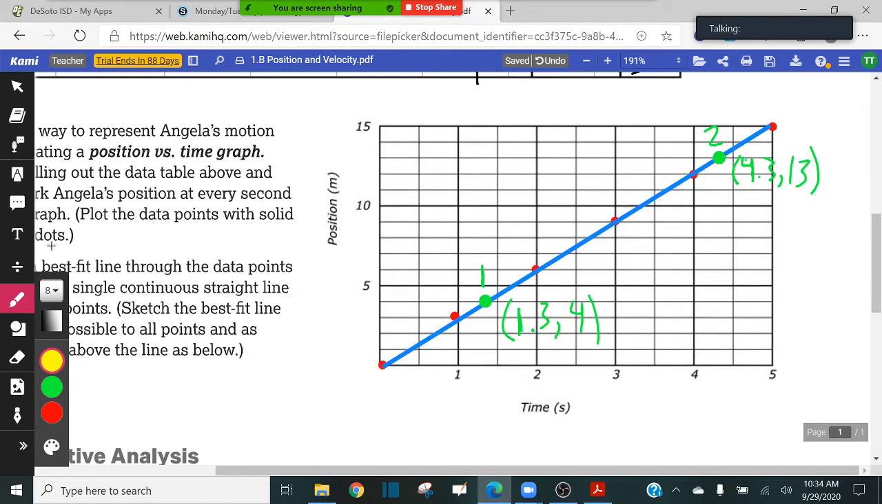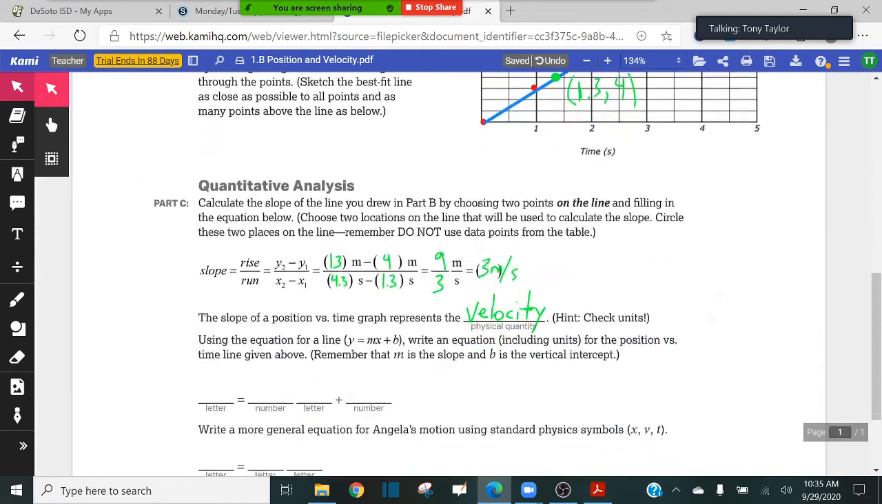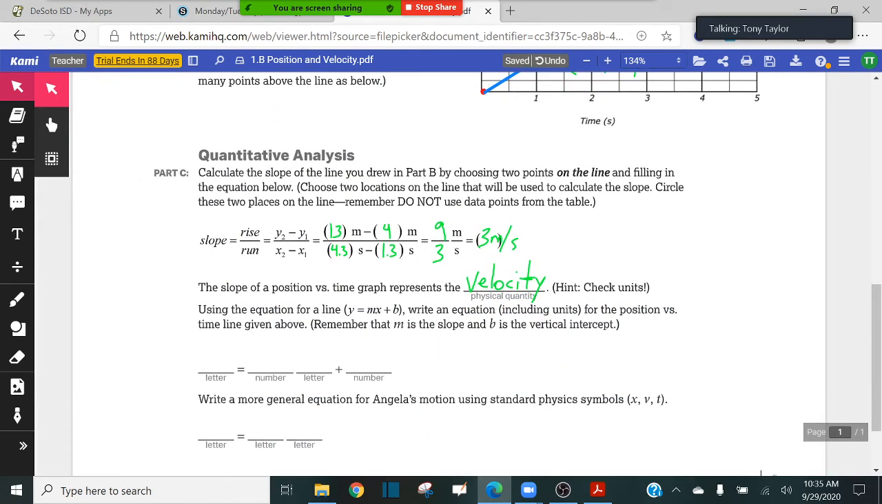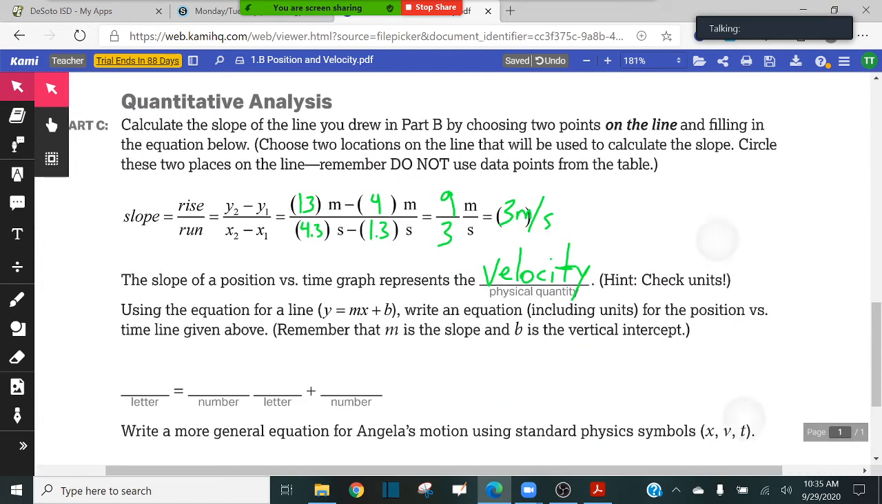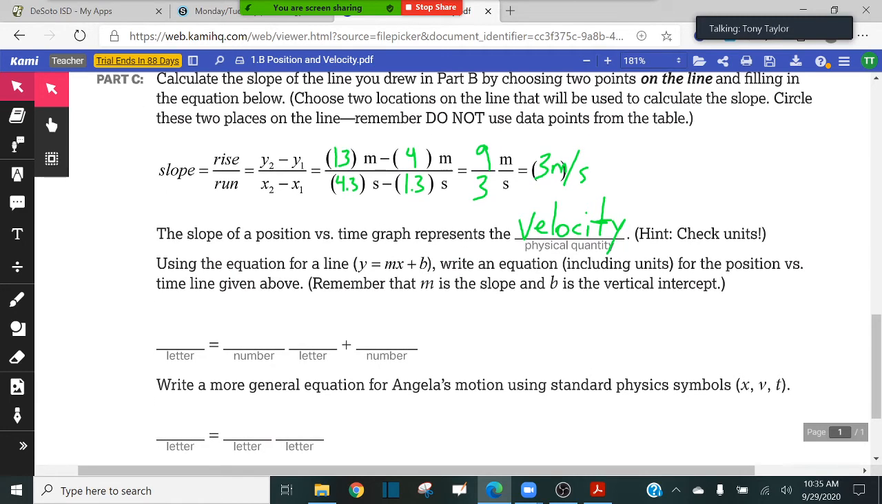Okay. So let's go back to finishing this table, filling out these blanks. Now, use the equation for a line, y equals mx plus b, to write an equation including units for the position versus time graph above. Remember that m is the slope and b is the vertical intercept. So whenever you are writing your equation, they want you to use standard physics symbols.